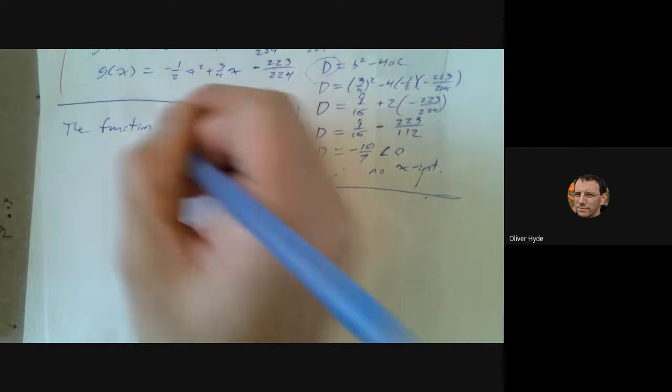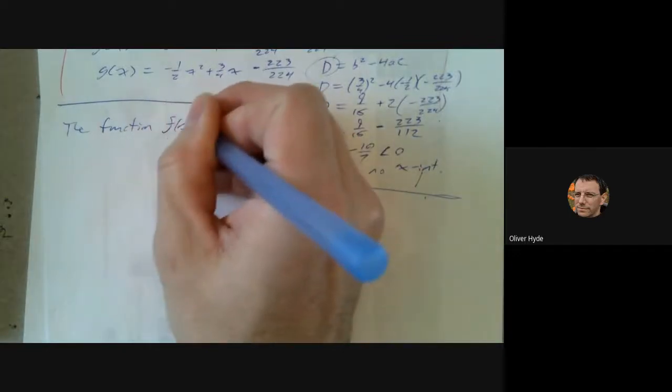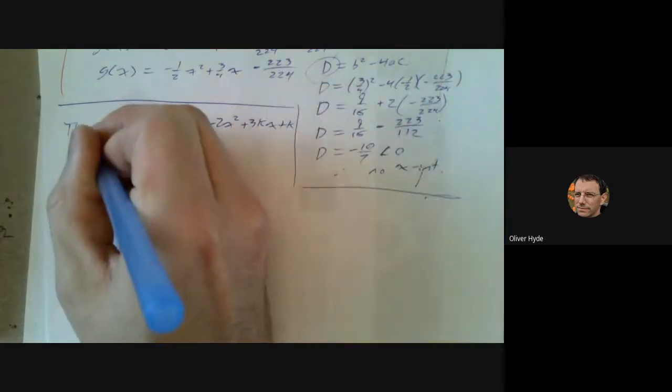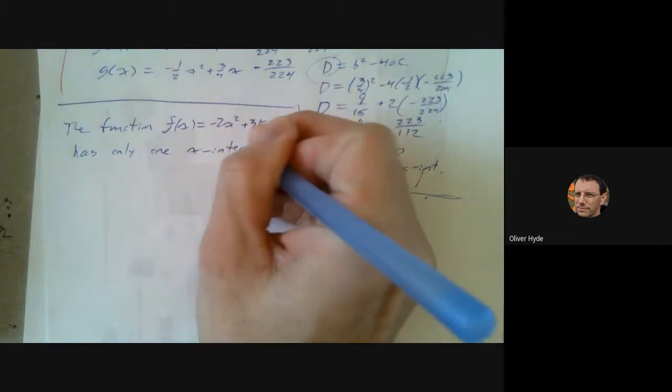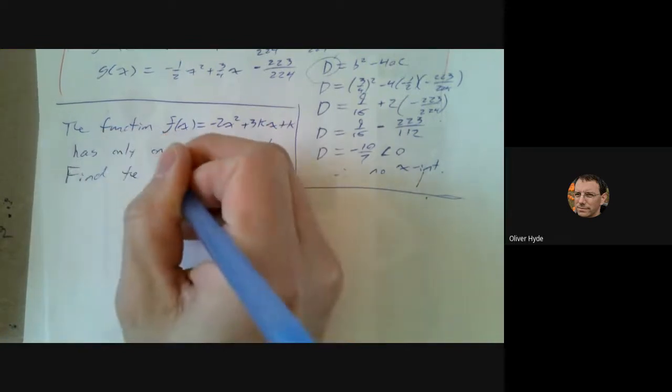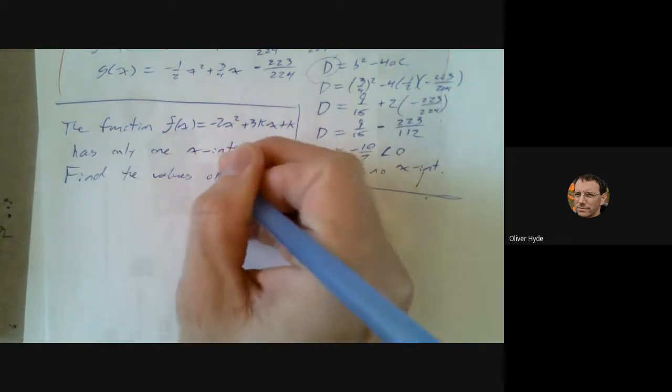Okay. Let's try another example, kind of like the one in class. I just changed one little thing that makes it a little bit more interesting. It's one of those K-type questions, students sometimes call them. Let's see, the function f of x equals negative 2x squared plus 3kx plus k has only one x-intercept. Let's find the values of k.